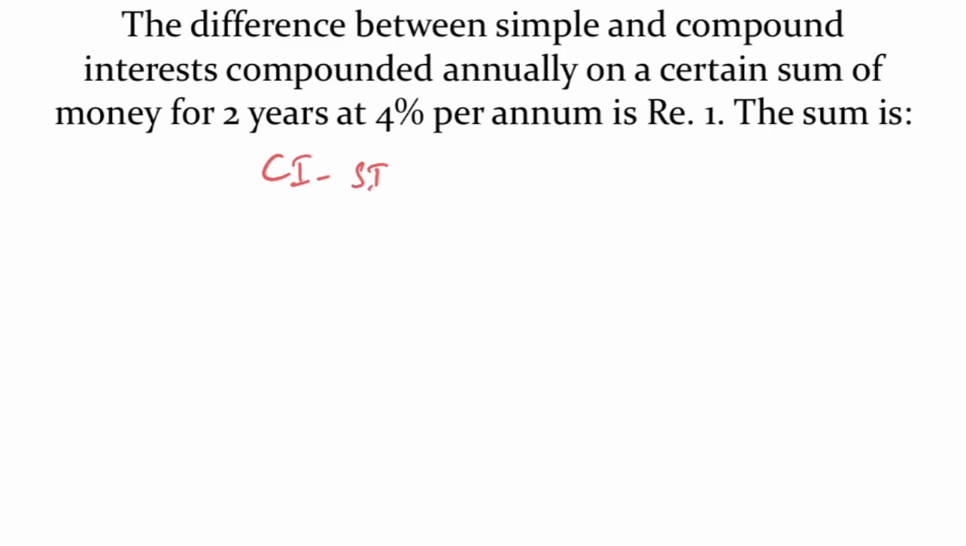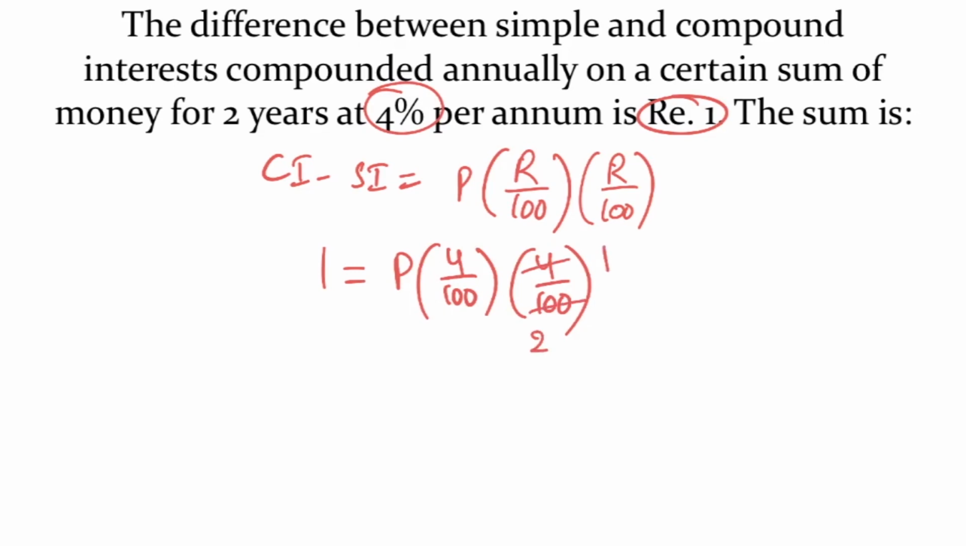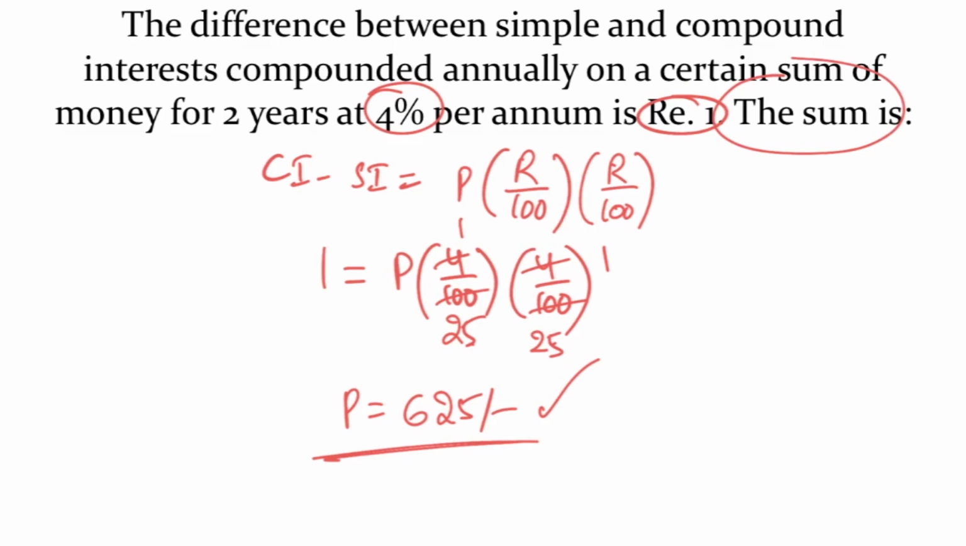Compound interest minus simple interest for 2 years is P into R by 100 into R by 100. Using this relation, the difference is 1 rupee. So 1 is equal to the principal required, into R by 100, the rate of interest, which is 4 by 100 into again 4 by 100. 4 ones are 4, 25 times. So principal is 25 into 25, 625 rupees. So the sum invested is 625 rupees.